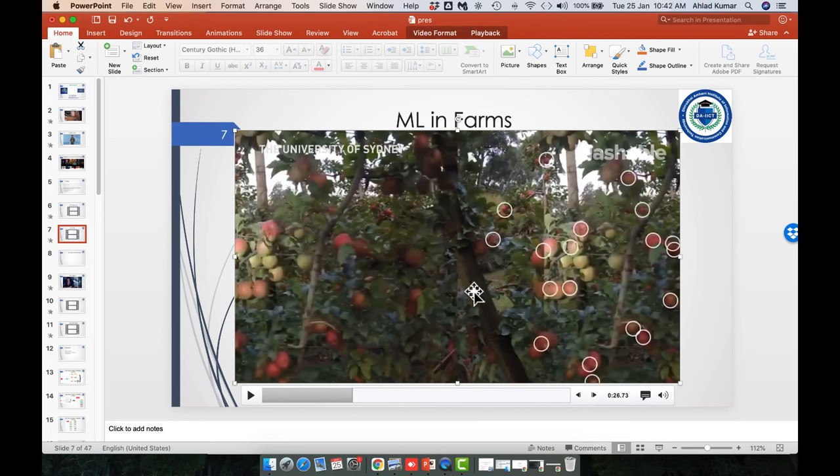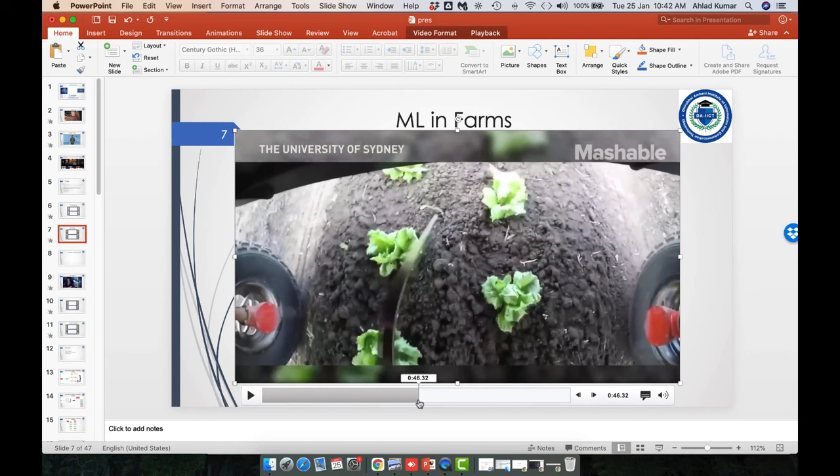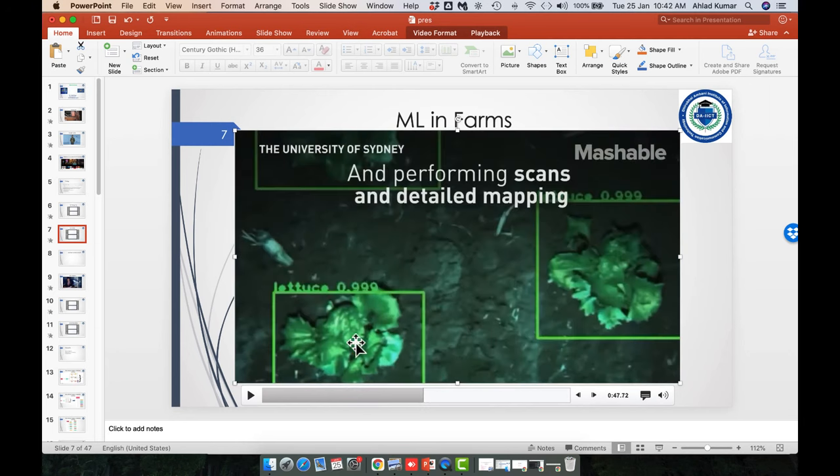You have leaves also, and then you have wood also. So it tries to detect the fruits here. Once it detects the fruits, robots are trained to capture these fruits. So this is one of the object detection algorithms running in robots. Similarly, if you see here, it's detecting this crop, and this gives you a confidence that the algorithm is detecting that this is that crop. It shows that it's 99.9% accurate, and it's creating a bounding box around this crop.